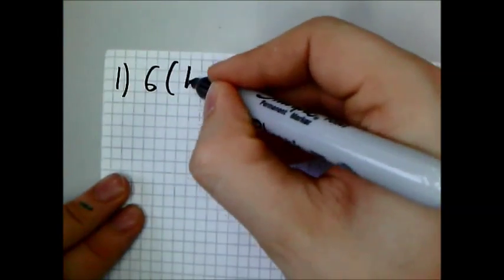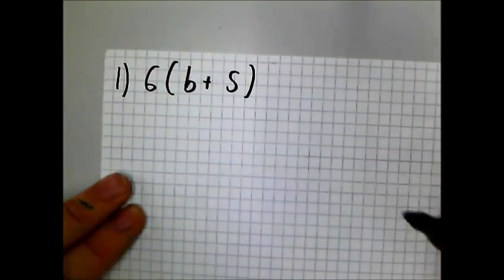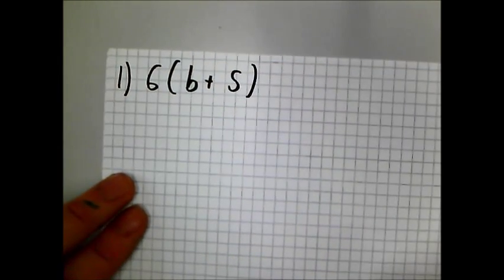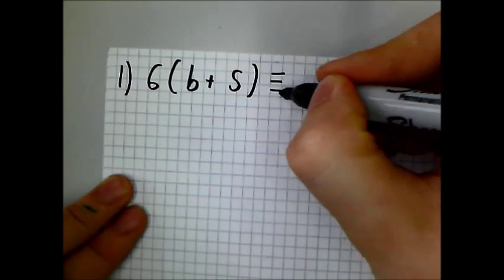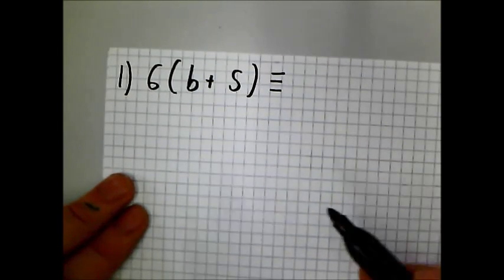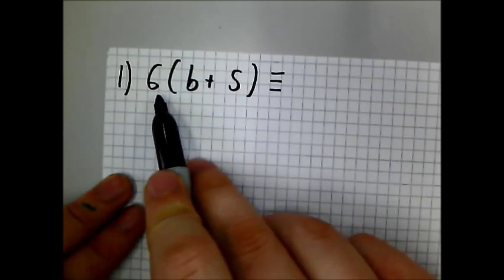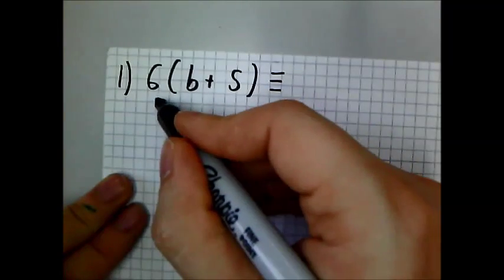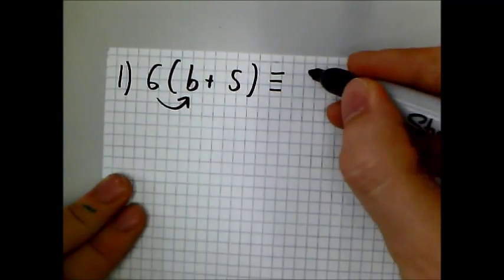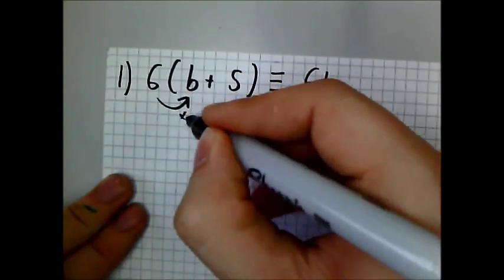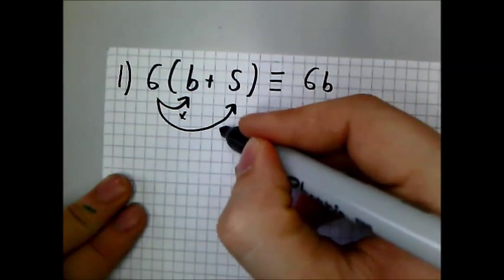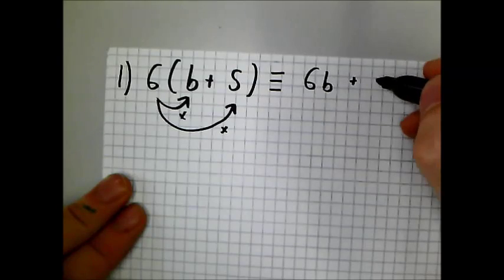Section 3, expanding brackets. We have 6, bracket b plus 5. Now here, we're not looking for any numerical answers, we're looking for another way we can write this. To do that, you multiply everything in the bracket by 6. Keyword multiply. So 6 multiplied by b is 6b. 6 multiplied by positive 5 is positive 30.